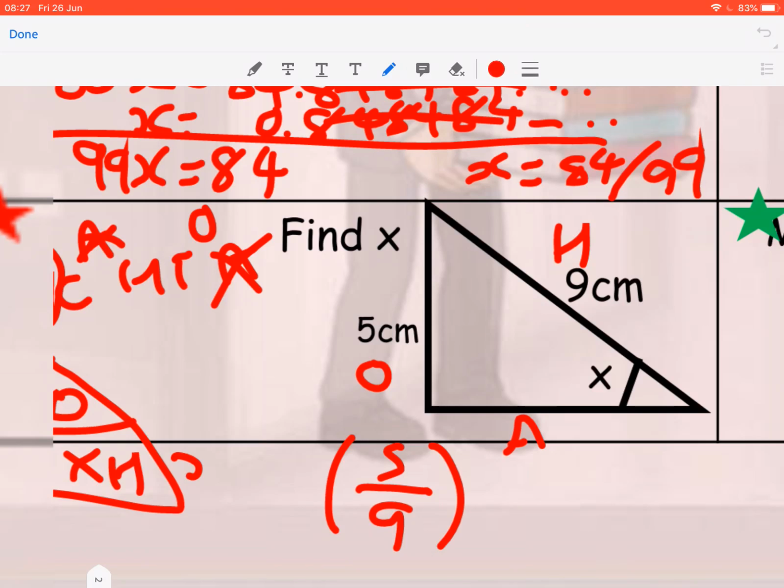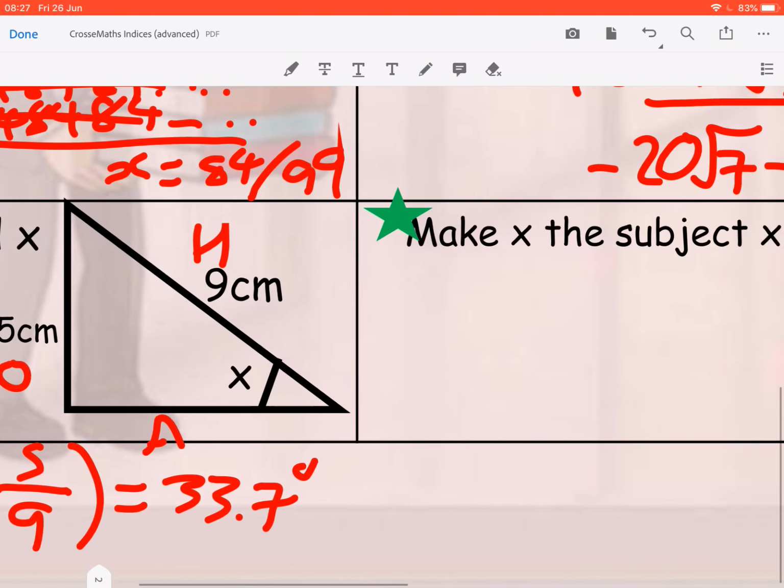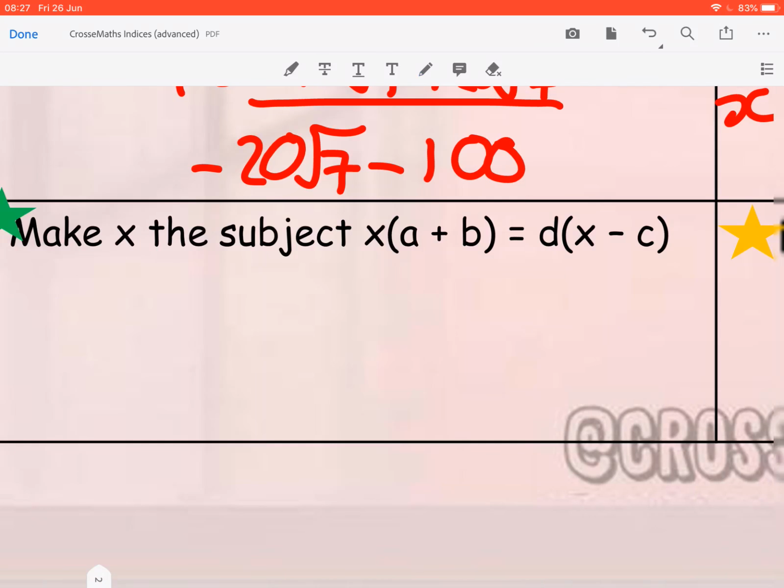Because I'm finding the angle, I know it's going to be sin to the minus 1. So you've got to press shift on your calculator. Your higher teachers should know this anyway. You press shift sin, then 5 divided by 9 inside the bracket, close the bracket at the end. You should get 33.7 degrees for x.